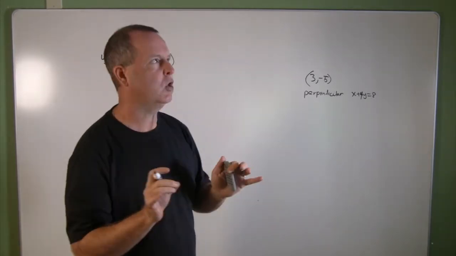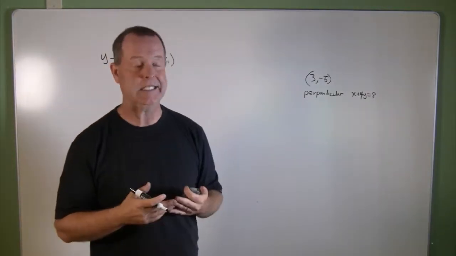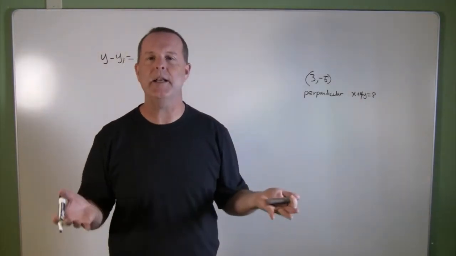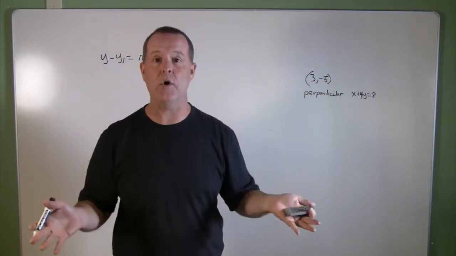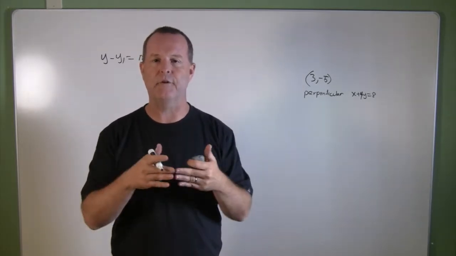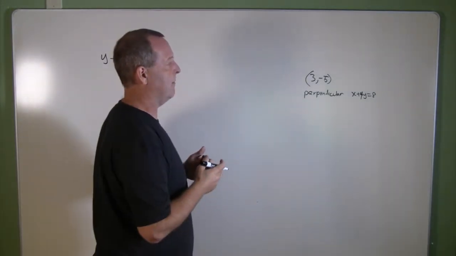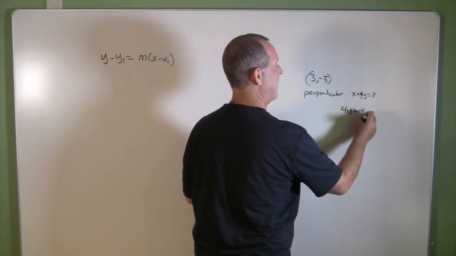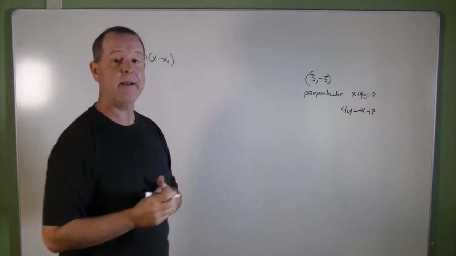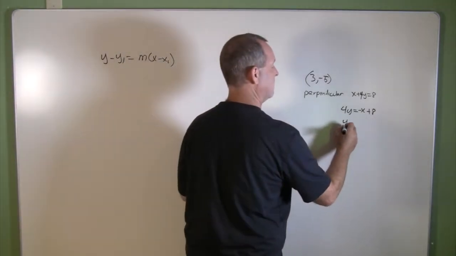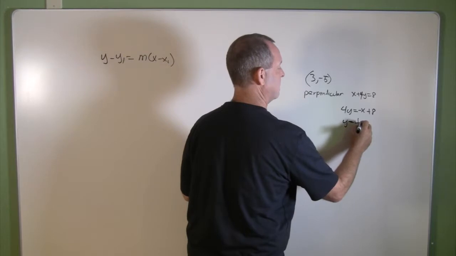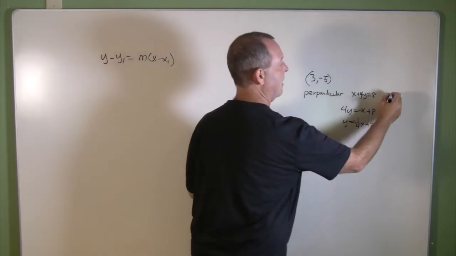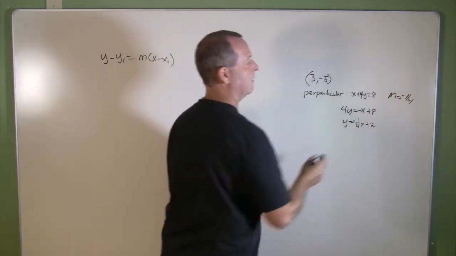Okay, so let's see if I can start with this line right here and figure out what the slope of x + 4y = 8 is. Oh, shoot, it's not in y = mx + b form. If it was, I would know it right away. Oh, that's the first step. Let's change that to y = mx + b form. Let's subtract x from both sides. 4y = -x + 8. Let's divide both sides by 4.